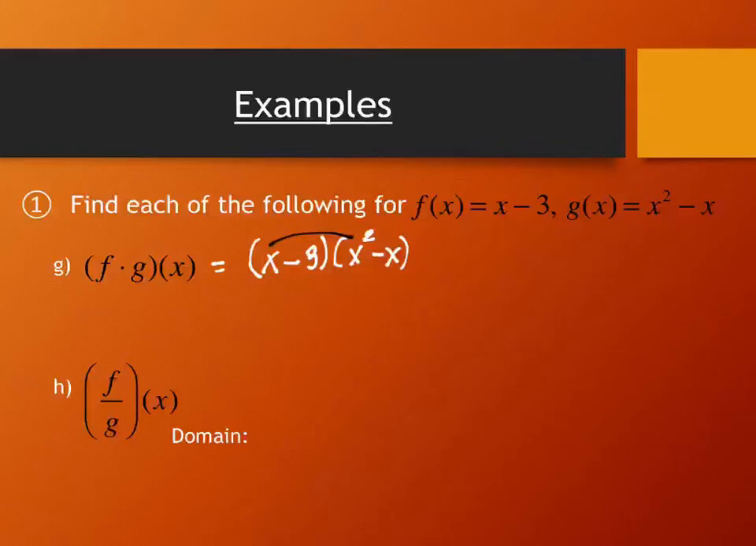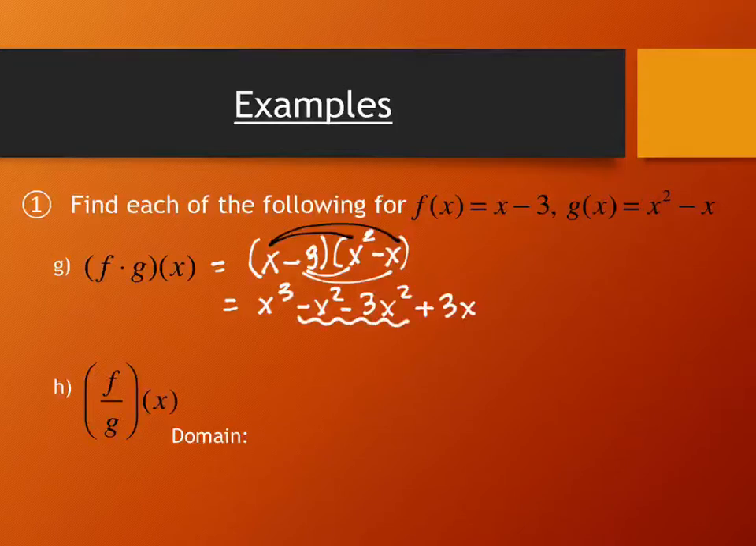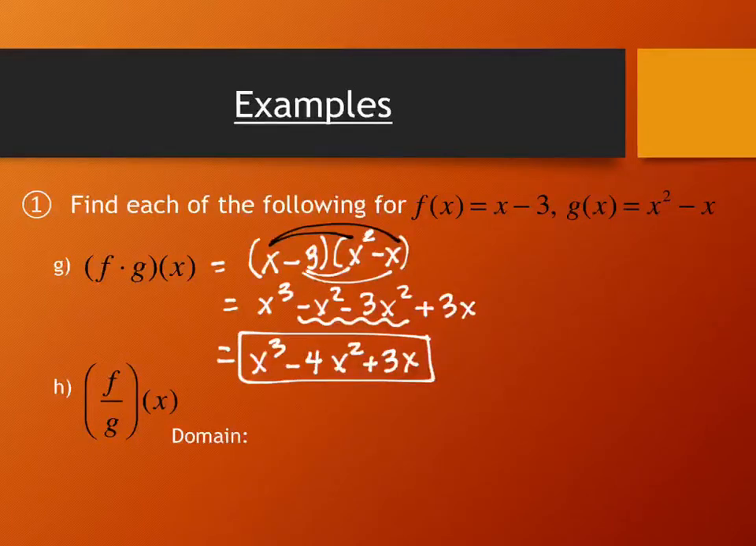So if I multiply my first terms together, I have x cubed. My outside terms give me negative x squared. My inside terms give me negative 3x squared. And my last terms give me a positive 3x. And then we'll combine any terms that are alike, which there are in the middle. So x cubed minus 4x squared plus 3x. Okay, all good?